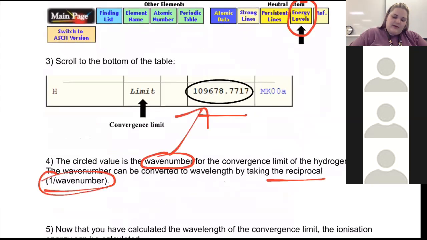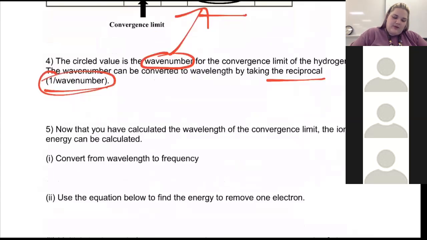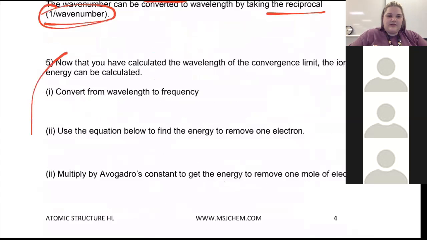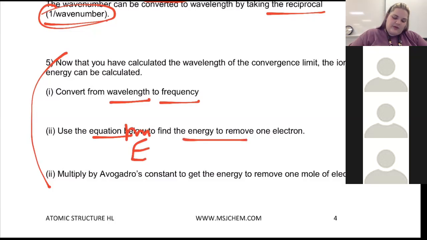And then on number 5, it says now that you have the wavelength, you're going to do just like we did on that example. You're going to use the wavelength to calculate the frequency using that first equation. And then, it says using the equation below, but it's not really below. It's that one from up in the notes, the energy. So you'll use the energy equation to then find the energy to remove 1 electron. And then it says multiply by Avogadro's constant to get the energy to remove 1 mole of electrons. So on number 5, you're doing exactly like we just saw on that example.